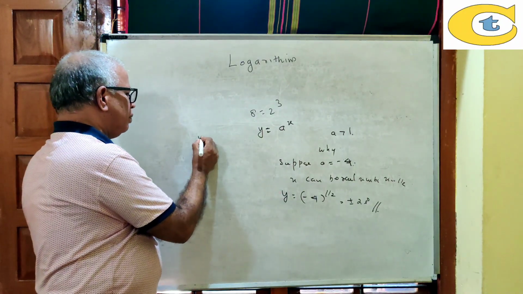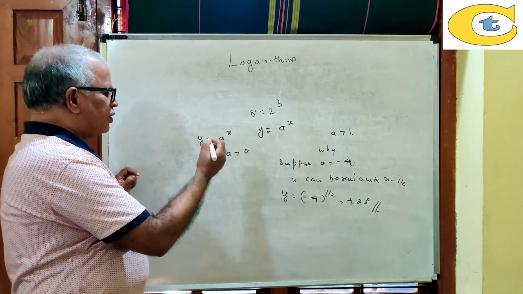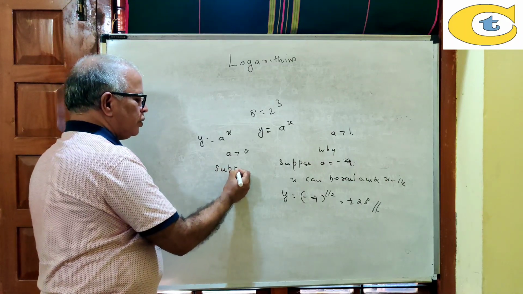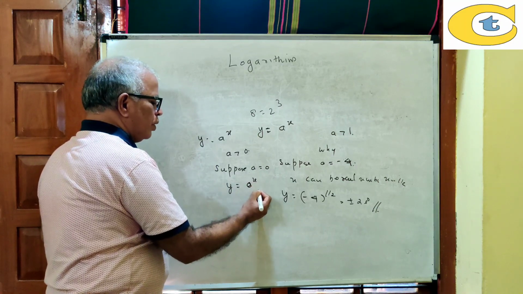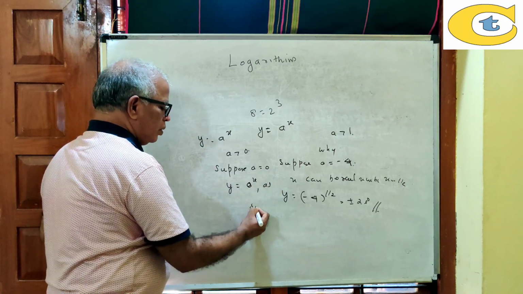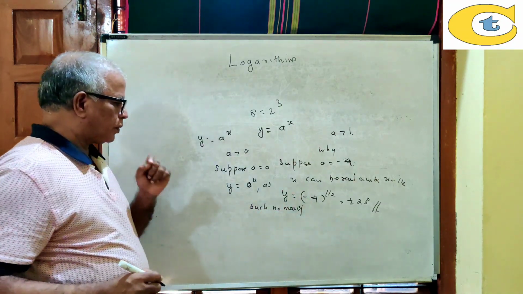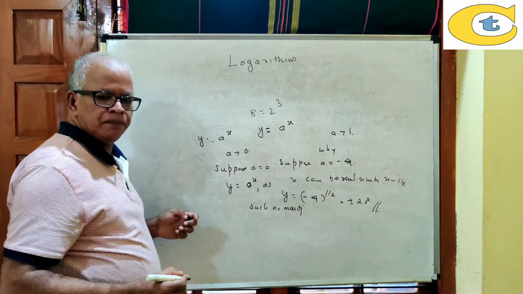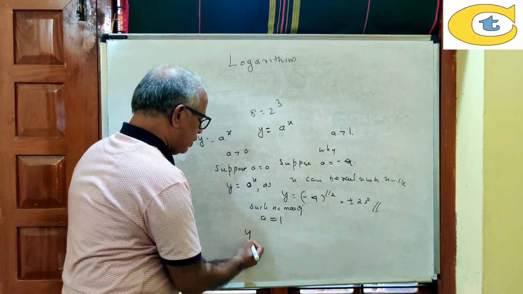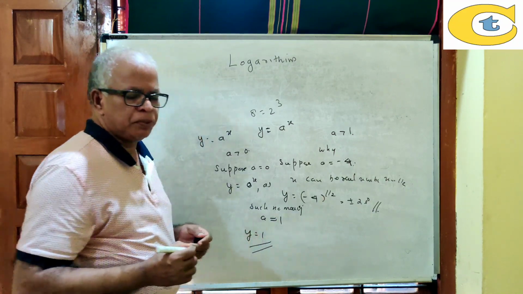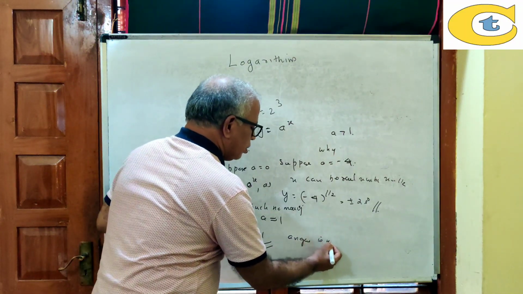So in y is equal to a raised to x, a must be greater than 0. Suppose a is equal to 0. Then y is equal to 0 raised to x, which as such has no meaning in an exponential function. So a cannot be equal to 1 also. Why? If a is equal to 1, y is equal to 1, which again is not exponential.